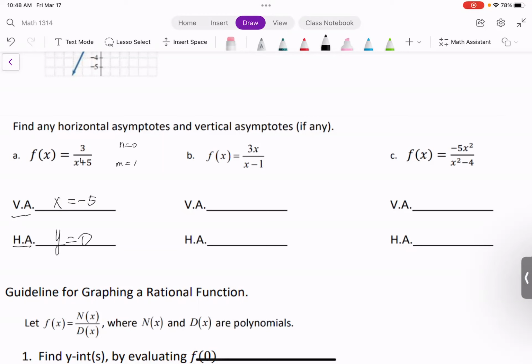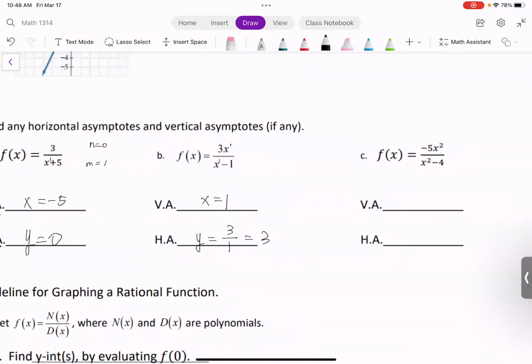Second example, to find vertical asymptotes, set the bottom equal to 0, plus 1 both sides, x equals 1. Then compare the top degree and bottom degree to decide the horizontal asymptote. They are the same. They both have degree 1. What's the meaning of that? y is the ratio of the top leading coefficient and the bottom leading coefficient. That's 3 over 1, that is 3. So we found the horizontal asymptote.